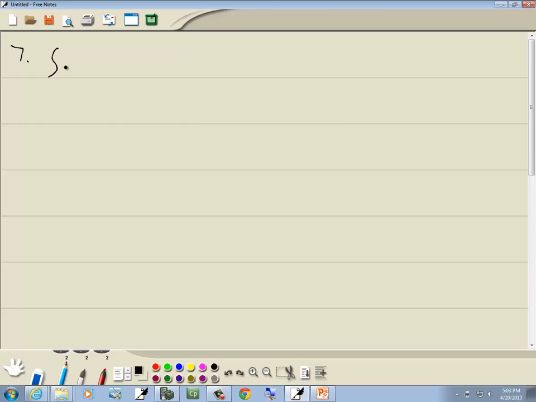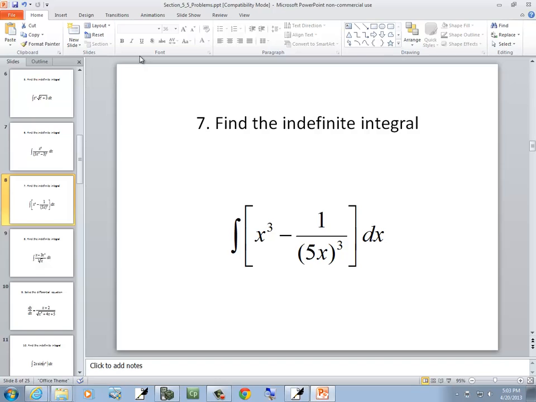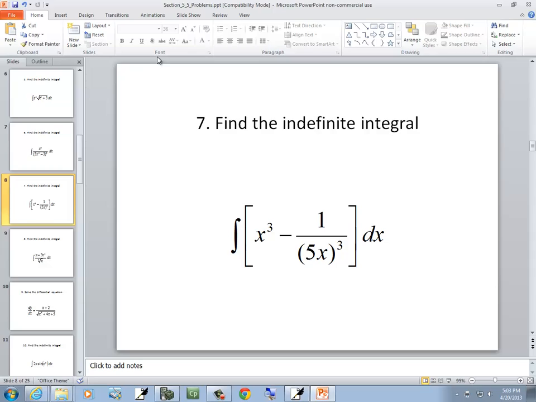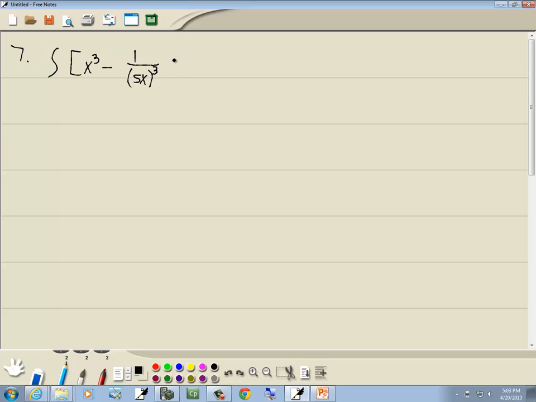Okay, so we got the integral of x to the third minus 1 over 5x to the third dx. Well, U-substitution. We got parentheses to a power. So I try to let u equal 5x. Now the derivative of that, du, would be 5 dx, which doesn't seem to match with what I have in my problem. I could put the 5 inside, as we saw, but then I got that x to the third over there. This one actually isn't a U-substitution.